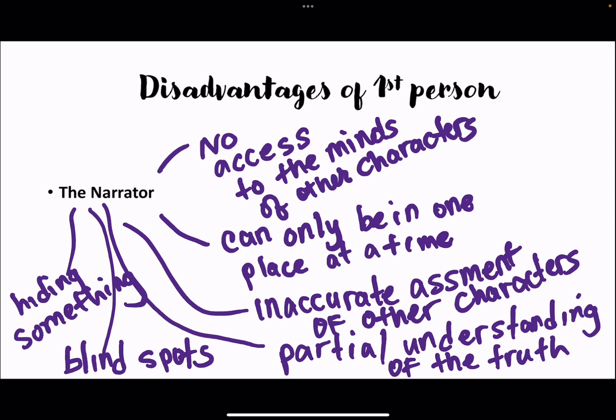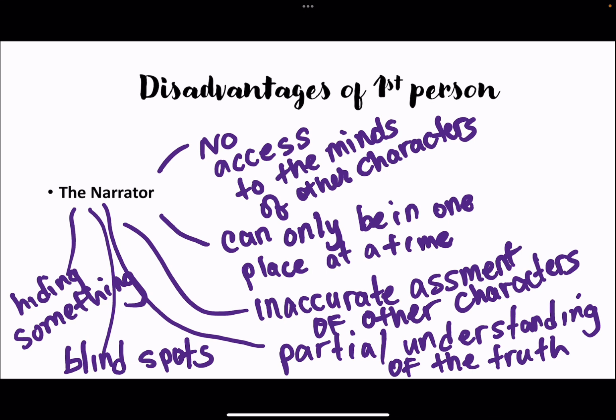You'll see it in Heart of Darkness, but you'll notice it in some of your readings where you know something about a character, but it doesn't seem like the narrator is aware of it, or they seem to not assess an individual accurately. And oftentimes they have partial understanding of the truth. So think about what that looks like in the text that you're reading.